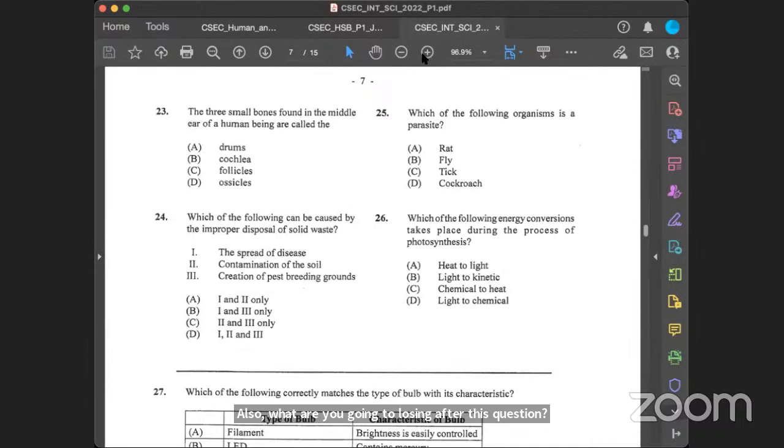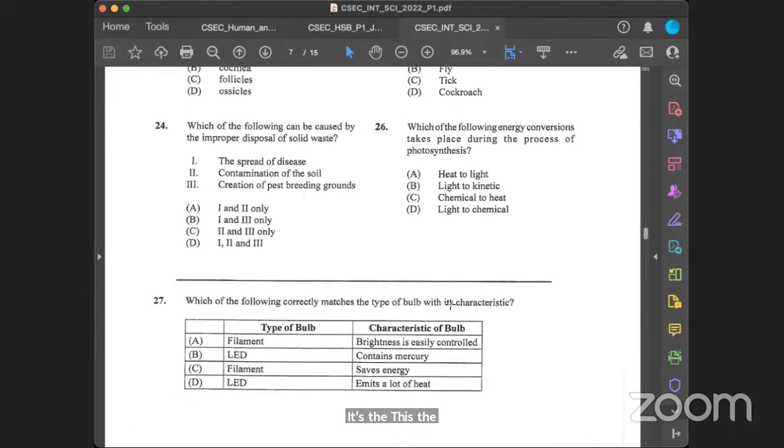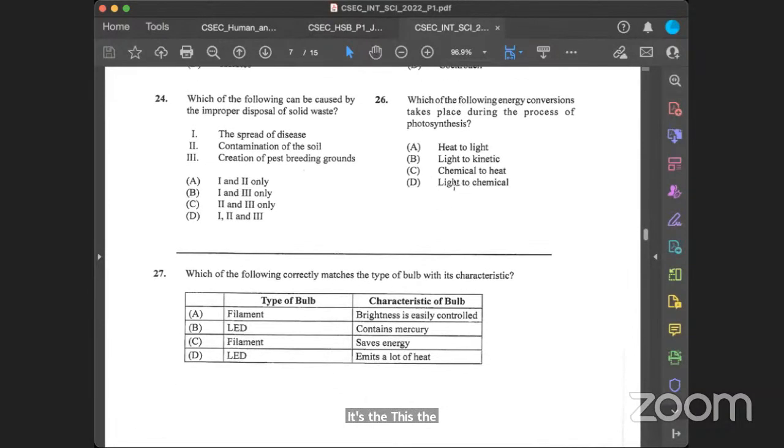Don't tell me the answer in the chat. What's the answer? D is correct. Light to chemical energy, and the chemical energy goes on to make glucose. We did this one in class.